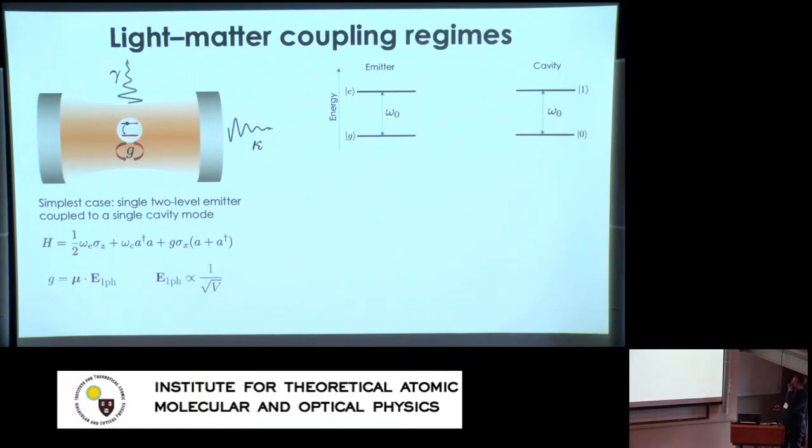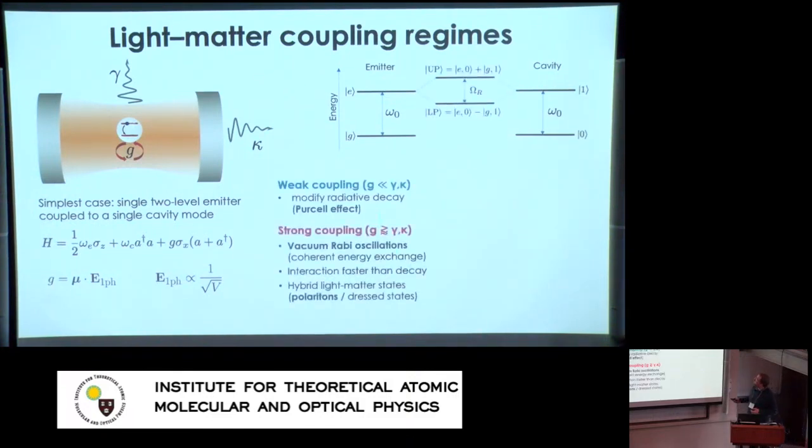Just as a very quick overview, although we've seen this many times, the regimes of light-matter coupling: if I take the simplest system, a two-level system inside a single mode cavity, I have my two-level system Hamiltonian. The coupling, as we've seen, is in this case the dipole with the single photon field strength, or the vacuum one, it's the same thing. It goes proportional to the inverse of the mode volume. If I'm in weak coupling, I get the Purcell effect; I just modify the radiative decay. If I'm in strong coupling, I get the Rabi splitting, and I get polaritons that are superpositions. For this, I need the interaction to be faster than the decay.